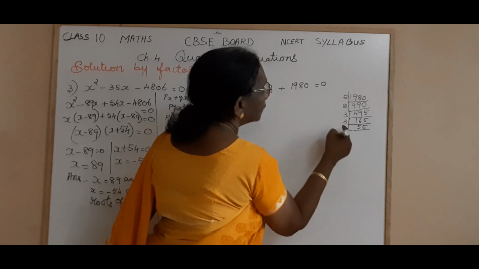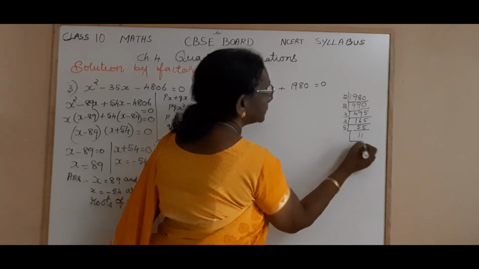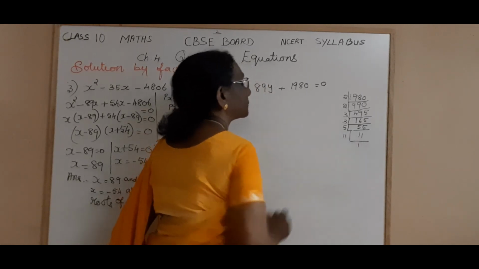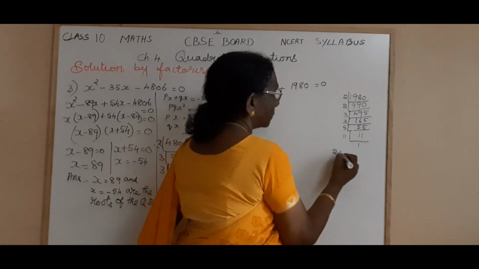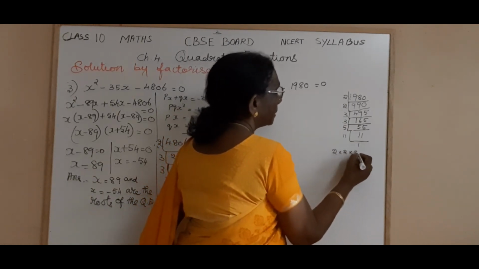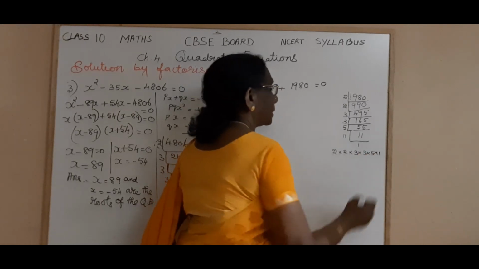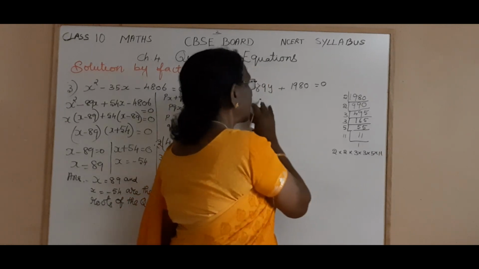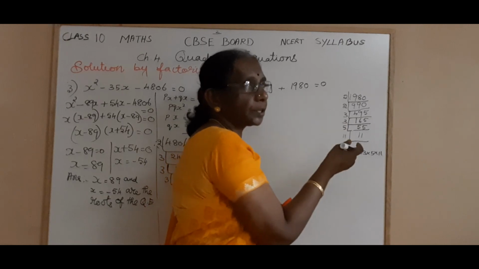Okay, so we'll move to the next one, 5. 5 11s are 55. So 11 ones are 11. Now you have to group these numbers: 2 into 2 into 3 into 3 into 5 into 11. You have to group these factors in such a way that when you add you get 89 and when you multiply you get 1980.